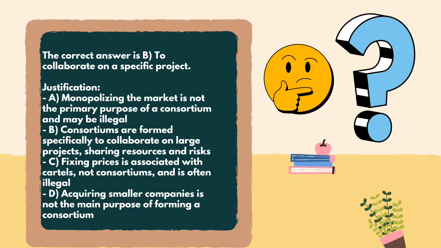Justification, let me explain. Option A, monopolizing the market, is not the primary purpose of a consortium and may be illegal. Option B, consortiums are formed specifically to collaborate on large projects, sharing resources and risk. Option C, fixing prices, is associated with a cartel, not a consortium, and is often illegal. Option D, acquiring smaller companies, is not the main purpose of forming a consortium.